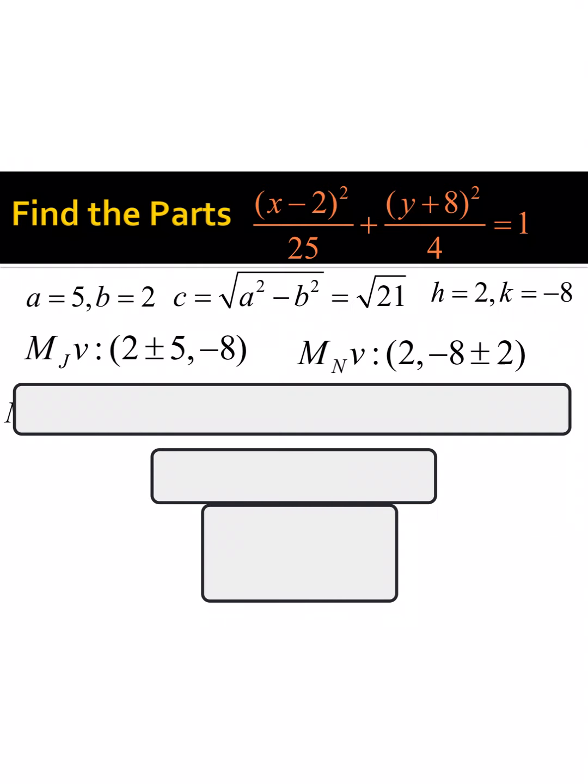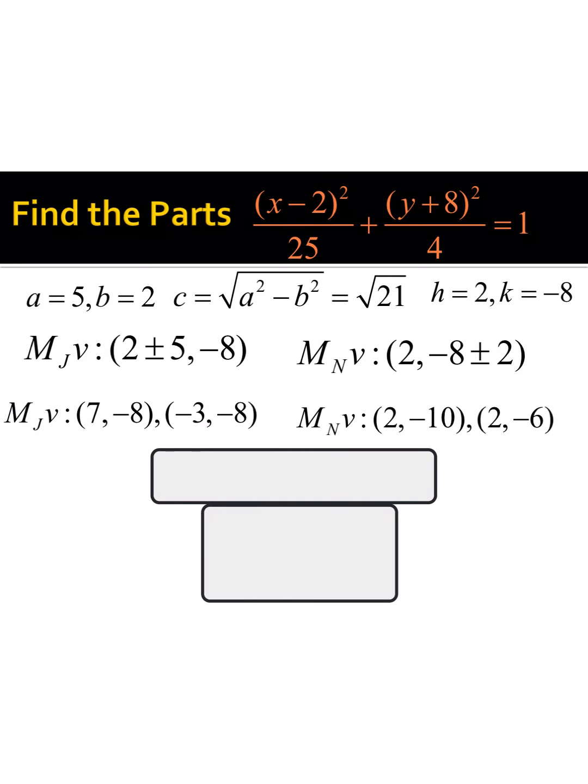And then for my minor vertices, it's going to be h, comma k plus or minus b, and I can see that over here. Those points are going to simplify to be 7, negative 8, negative 3, negative 8 for your major vertices, and then 2, negative 10, and 2, negative 6 for your minor vertices.